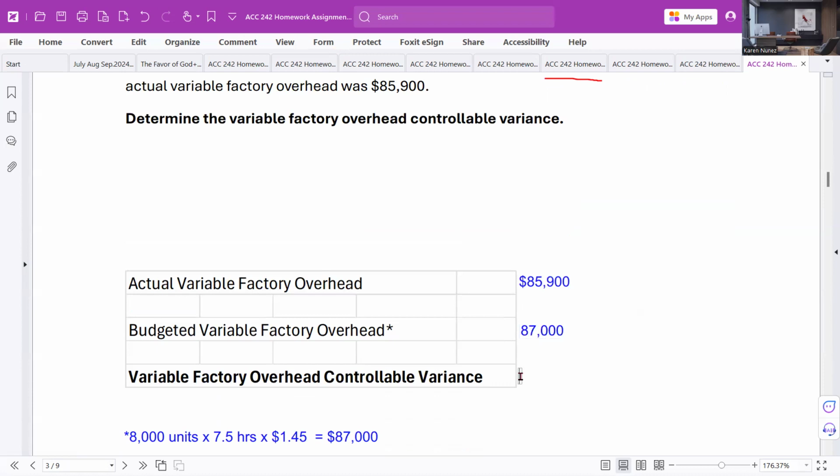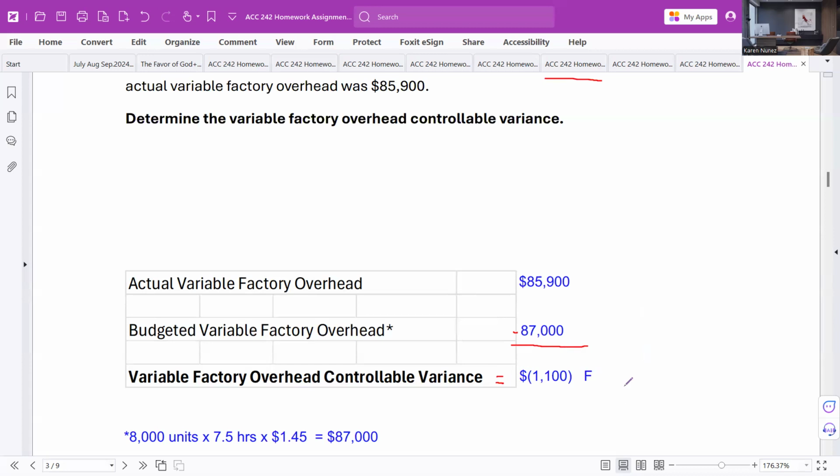which means we have a controllable variance, and it's a negative variance, right? Because 85,900 minus 87,000 is 1,100. Negative number, which means it is a favorable variance, right? So the 85,900 minus the 87 gives us this controllable variance that is 1,100 favorable. It's a negative number, so it's a favorable variance.